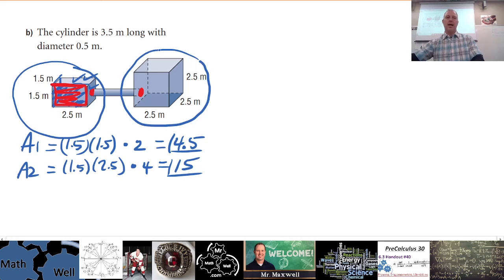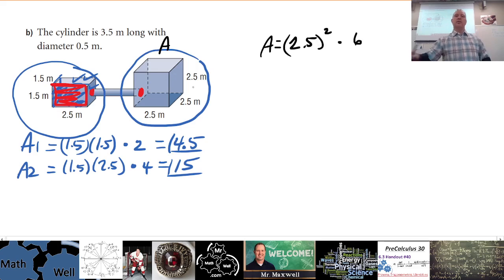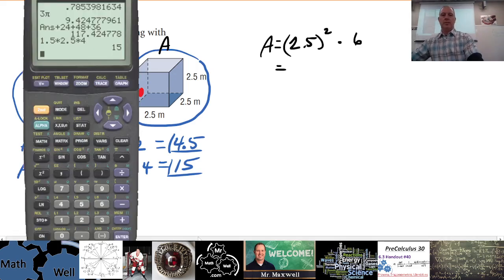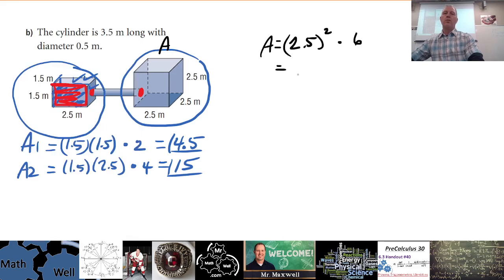I'll do this one in black. So the area over here is a cube. Oh, that's easy. 2.5 squared times 6, because we've got 6 sides on the cube. So that one's really easy. That's 6.25 times 6. Let's see, 2.5 squared times 6 is 37.5.